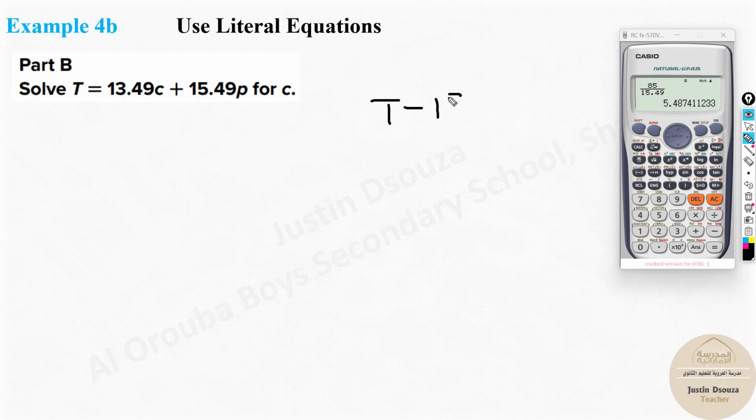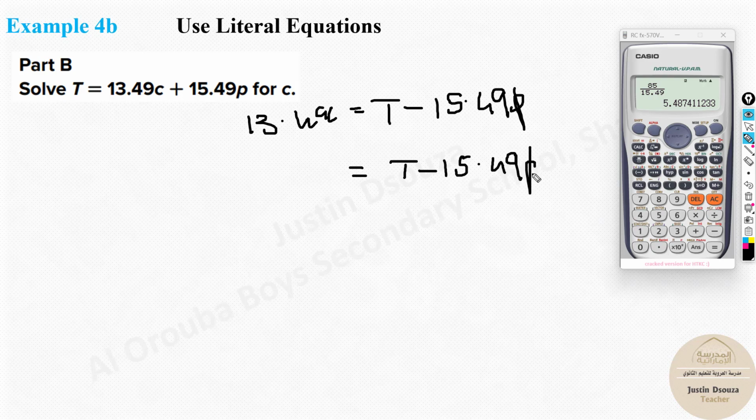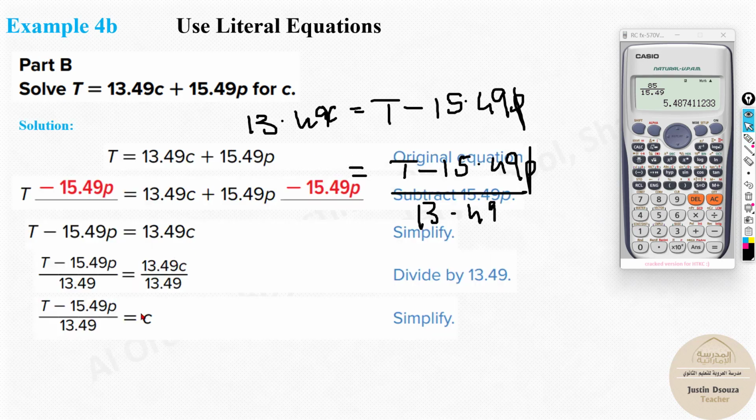It'll be T minus 15.49P, because you need only for cheese pizzas, 13.49C equals, this goes to the other side, it will be T minus 15.49P, and the answer would be T minus 15.49P divided by this coefficient of cheese pizza, that is 13.49. The answer is this one. That's the equation. You can see T minus 15.49P divided by 13.49. That is equal to C value. I forgot to write this. That's C.